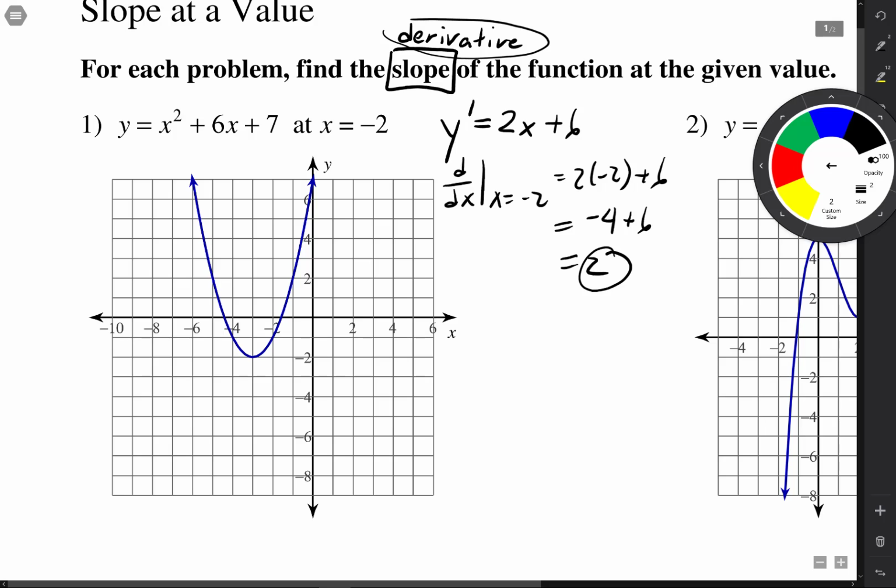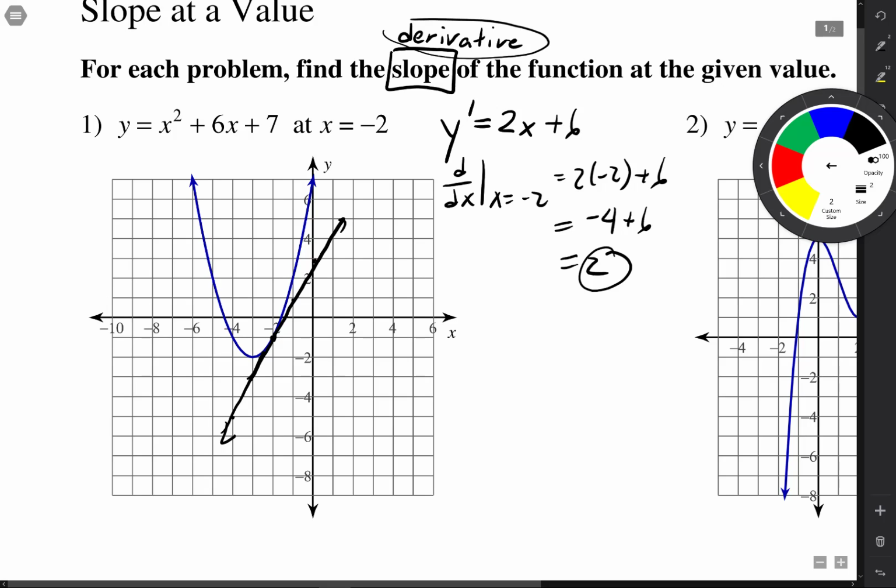And we can see that if we look at our graph, when x is negative 2, when we come to, oh, that's negative 4. Let's try again. When x is negative 2, the y value is down here, and then the slope of this line, the tangent line, should be 2. So if I go up 2 and over 1, up 2 and over 1, down 2 and over 1, I create this line, and that line is tangent to the graph, and that slope is 2 there.